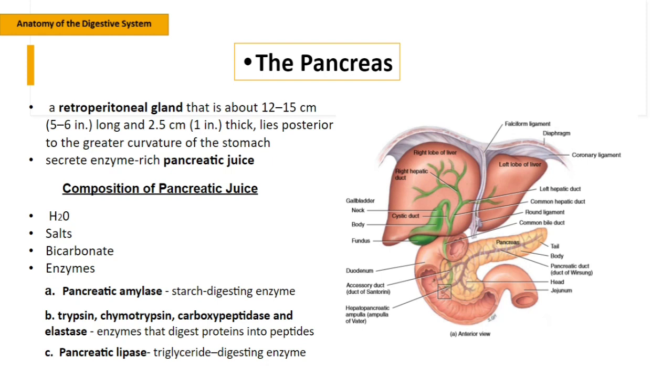But then again, its major purpose is just the same, which is that it is a starch or carbohydrate digesting enzyme. Also, enzymes present in the pancreatic juice are trypsin, chymotrypsin, carboxypeptidase, and elastase, which are enzymes that digest proteins into peptides. The third one is the pancreatic lipase. This pancreatic lipase is a triglyceride digesting enzyme.